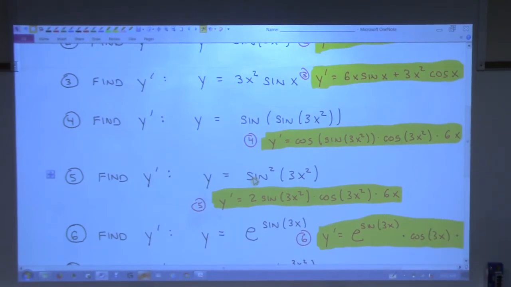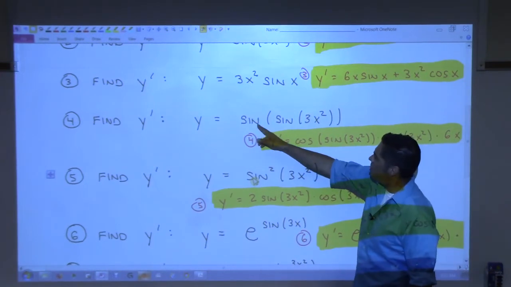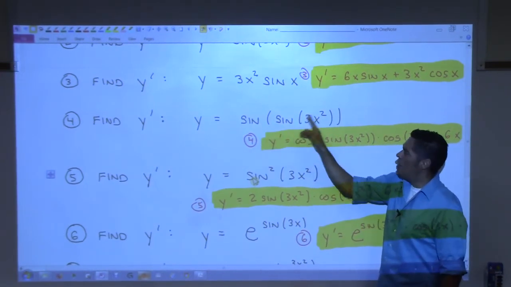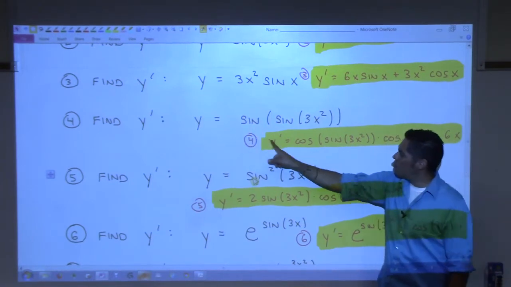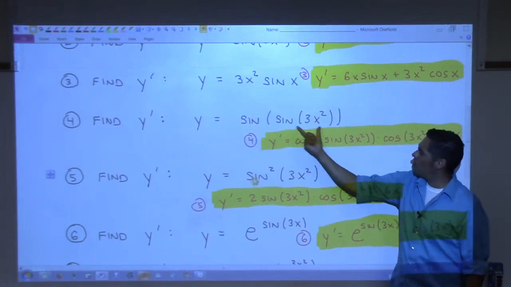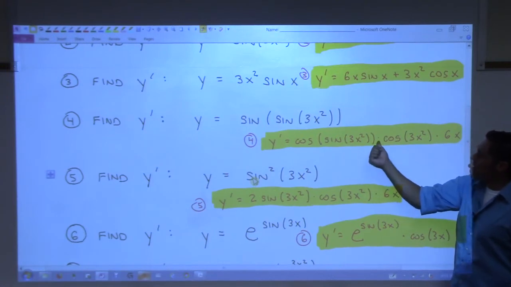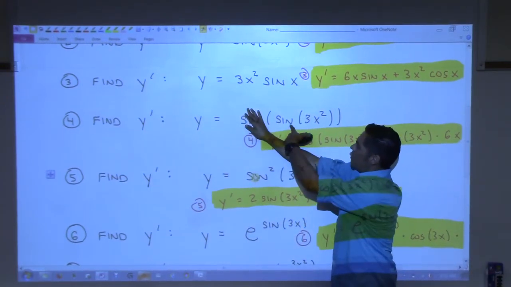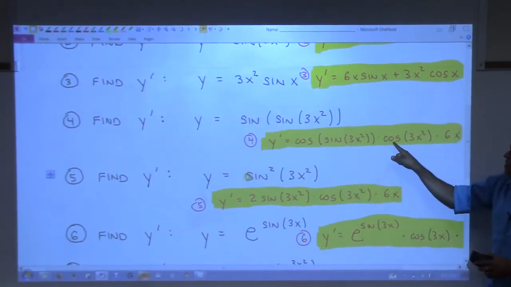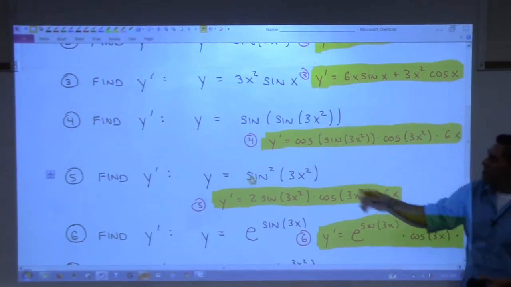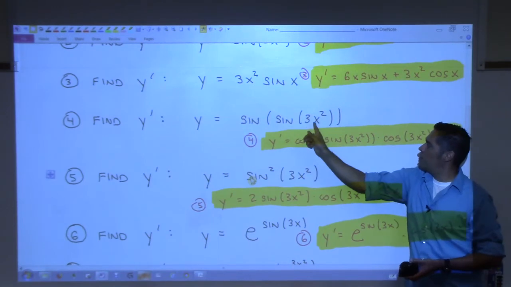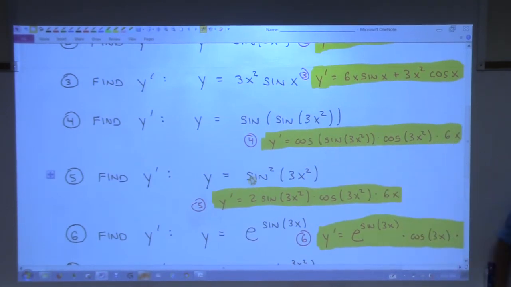Now for number 4, what do you have going on? A couple of chains, right? You have composition, you have sine of 3x squared. So you first take the derivative of the outer sine function, which is cosine of this entire argument. Then times, now that you've done that sine, you go inside and take the derivative of that sine. So you have cosine of the argument of that function, which is just the 3x squared. And then you go inside there, you've done that already, so you take the derivative of that and you get 6x.